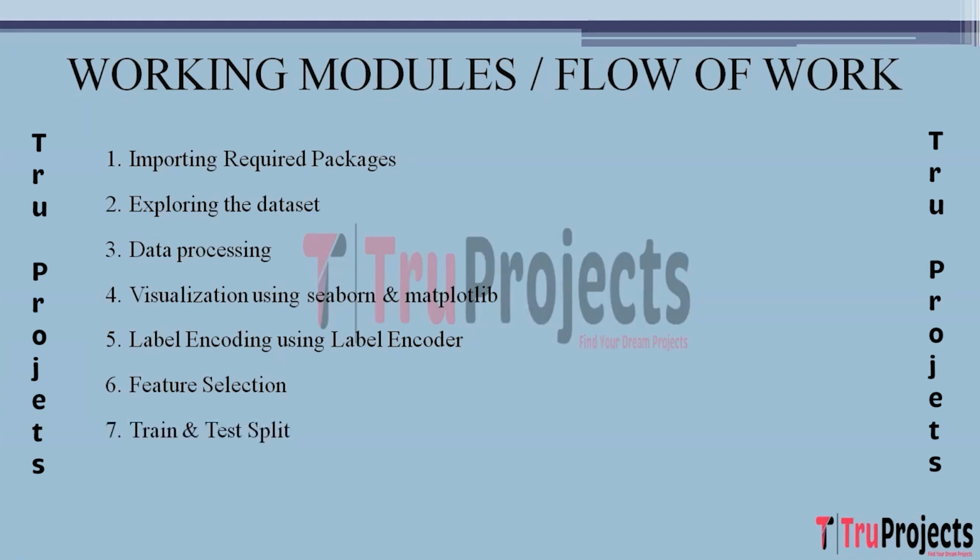The next step is train and test split. Here we will split the dataset into training and testing subsets. The training subset is used to train the models while the testing set evaluates the model's performance on unseen data. The next step is training and building the model. In this step, we implement convolutional neural network and long short-term memory models for ECG image classification.